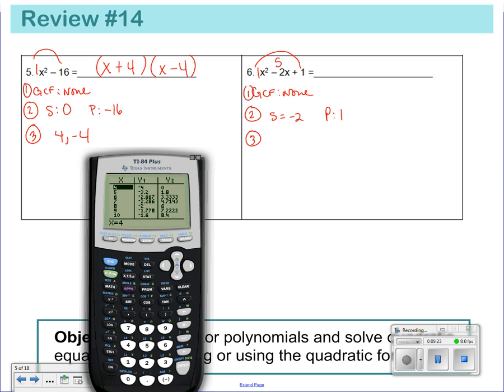Find the factors. What two numbers will multiply to give me 1, but add to give me negative 2? This is going to be a negative 1 and negative 1. Negative 1 times negative 1 is 1, and negative 1 plus negative 1 is negative 2. So we'll rewrite it using our parentheses, so it's in factored form. I have x as my variable, and then I put the factors in. X minus 1, x minus 1.